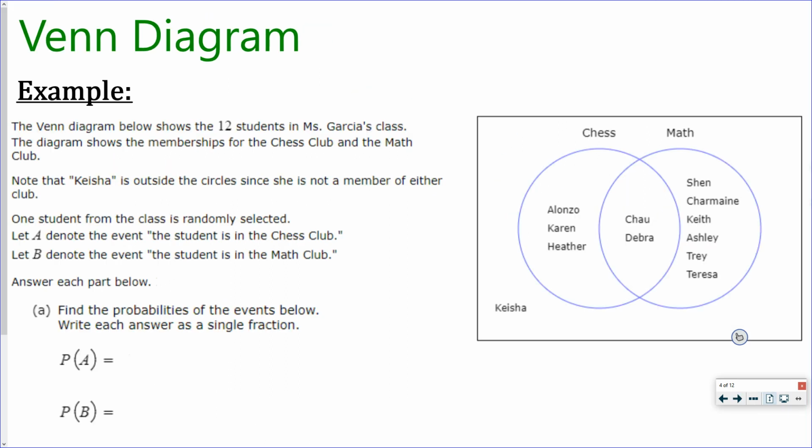this addition rule works. Okay, so our Venn diagram here shows there's 12 students in Miss Garcia's class. The Venn diagram shows the members for the chess club and the math club.